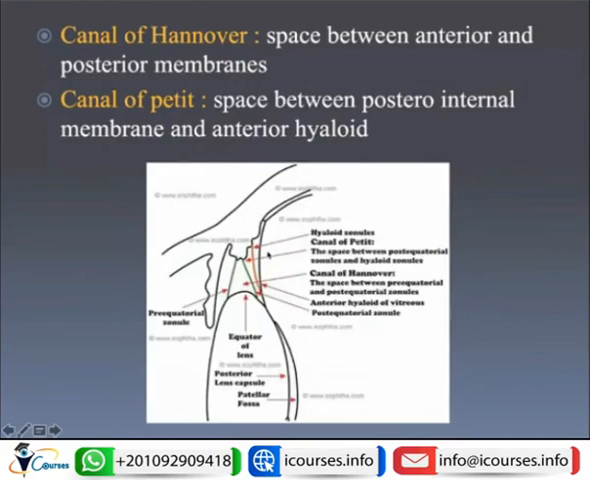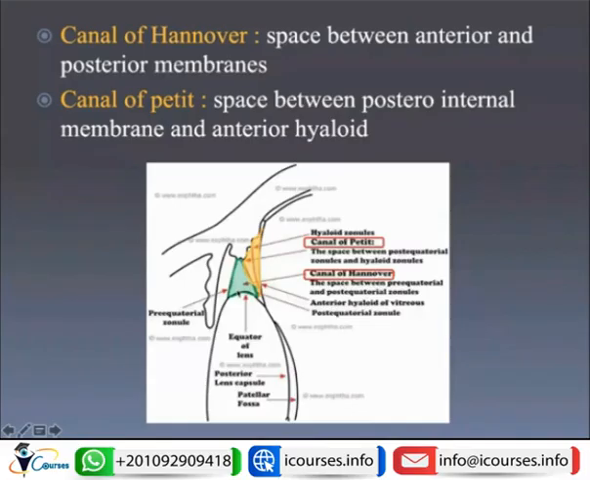The distribution of these zonular fibers will make two important canals, or two important anatomical spaces, within the posterior chamber. The first one is called the canal of Hannover. The canal of Hannover is the space between the anterior membrane and the posterior membrane. So the zonular fibers make an anterior membrane and a posterior membrane, and the space between both of them is called the canal of Hannover. While the canal of Petit is the space between the posterior membrane and the anterior hyaloid face.